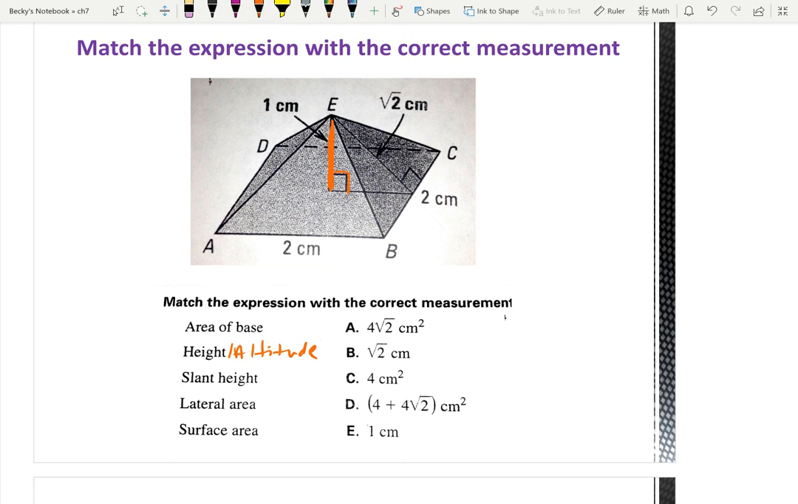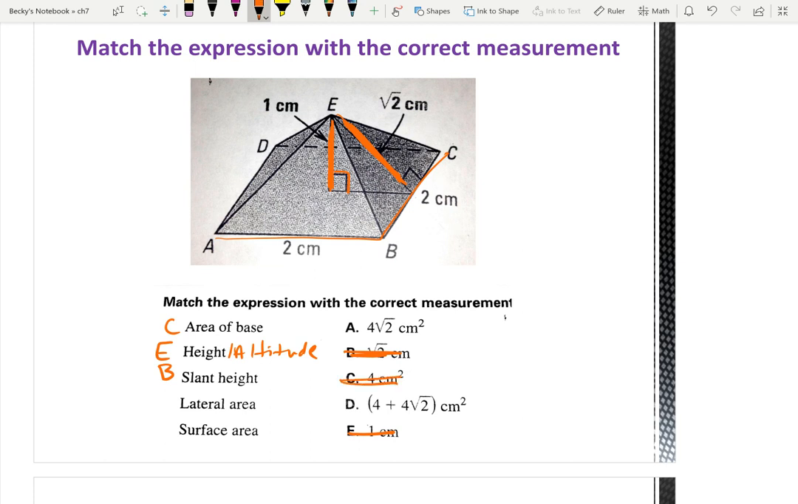So this is E. My slant height is the one that is actually slanted. It's right here. It is root 2, so it's B. And, I don't know why I skipped area of the base. Let's do the area of the base, which is 2 by 2, so it is 4 centimeters squared, so it is C.